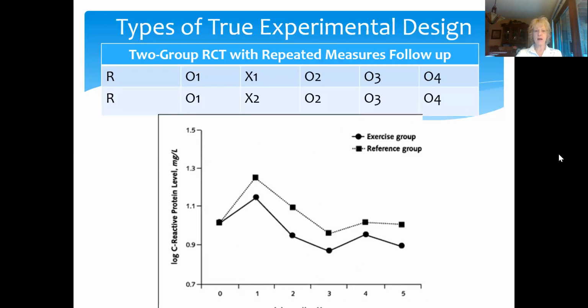So here's another type of true experimental design, and this is the true two-group RCT with repeated measures follow-up. This particular design is particularly strong for quality improvement type projects. So you have two groups, you randomize them to get the treatment or be the control group or the reference group, and you follow them for a period of time after the intervention.